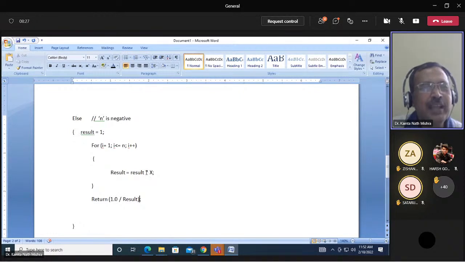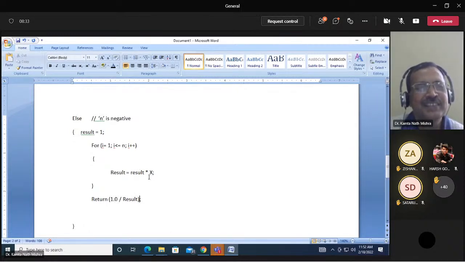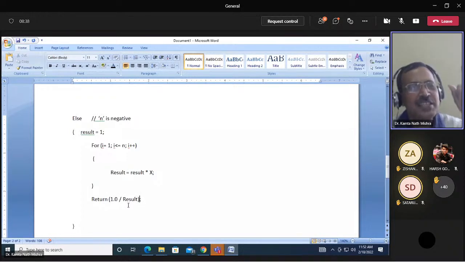Instead of multiplying, you can divide it. Very good. Any other method? We got two methods. And then in that situation, you will return the result only.